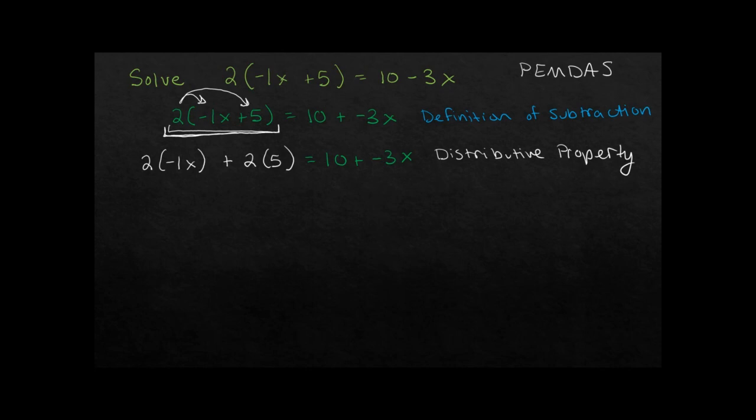So now let's take a look at what we have. We've got a 2 times 5, so that's multiplication, so I can do that. 2 times 5, that's 10. That's easy enough. So I'm going to just fill that in already. I know that's going to be 10. Now over here, we have 2 times negative 1x. And the negative 1, we have that implied multiplication there. Negative 1 times x.